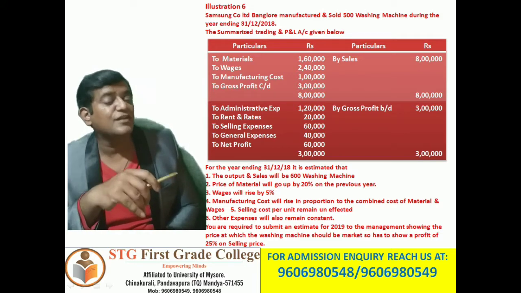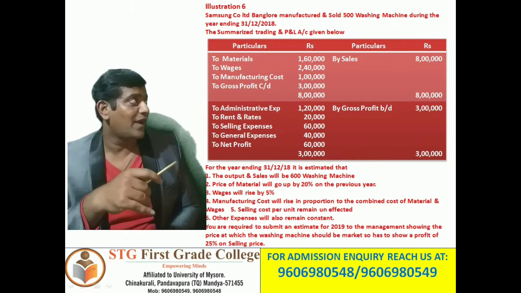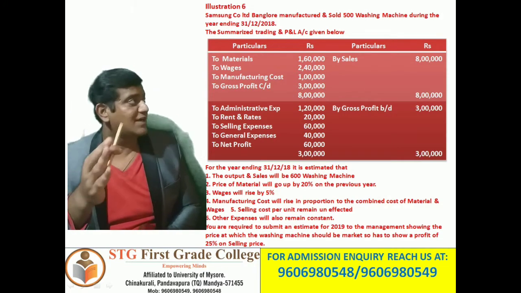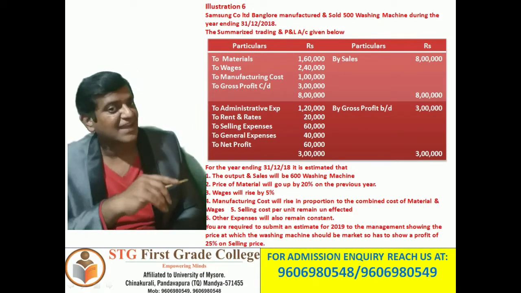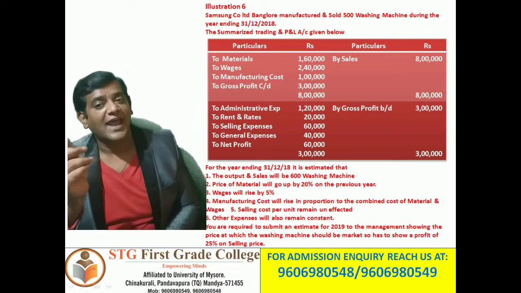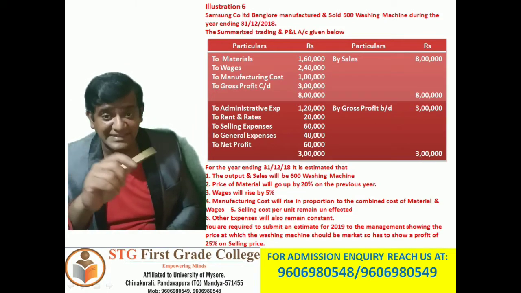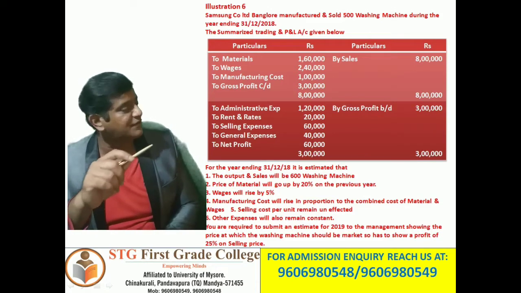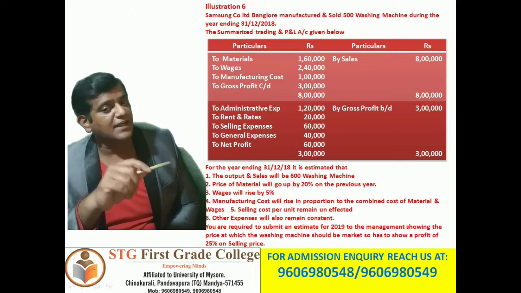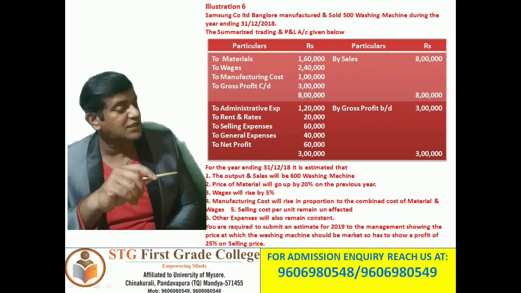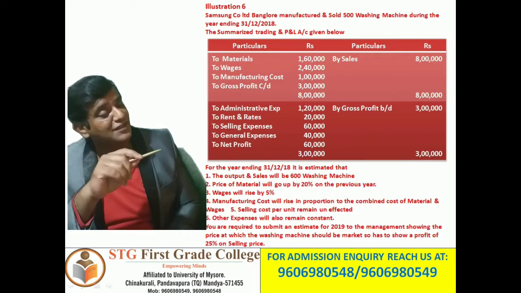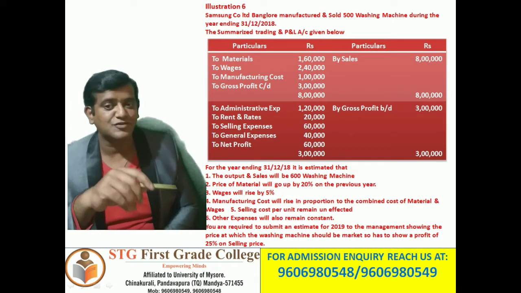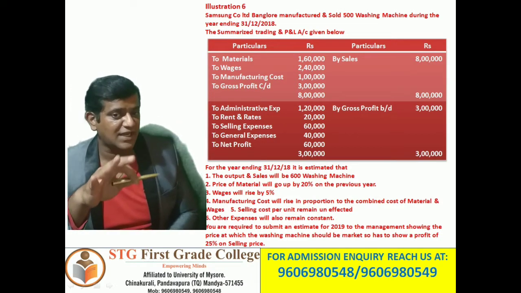Materials, direct materials 1,60,000, wages 2,40,000, direct labor, manufacturing cost, that is direct expenses 1 lakh, then gross profit. Again by sales he has given 8 lakh. Administrative expenses 1,20,000, rent and rates 20,000, selling expenses 60,000. Then general expenses 40,000. Then a net profit of 60,000. So the total on both sides is 3 lakh.